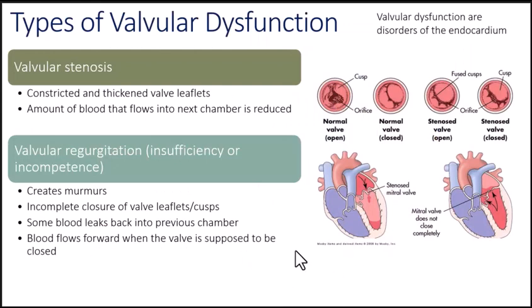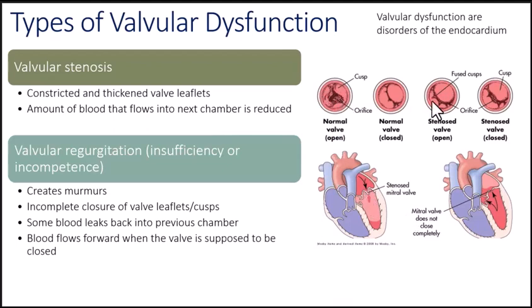Now that we understand the normal anatomy of valves, let's look at some disorders that can affect the valves. Valve dysfunction is really related to disorders of the endocardium. We know that the endocardium is the inner lining of the heart. And remember that this tissue is continuous to the valves. So disorders of the endocardium then damage the heart valves because they're made of endocardial tissue. In valvular stenosis, the valve orifice or the opening is constricted and narrowed. So let's look at that here.